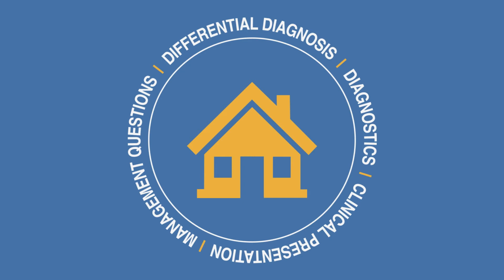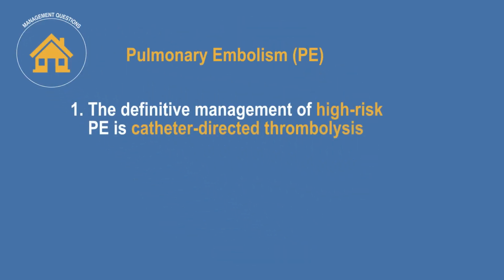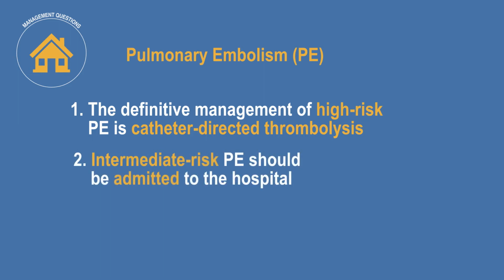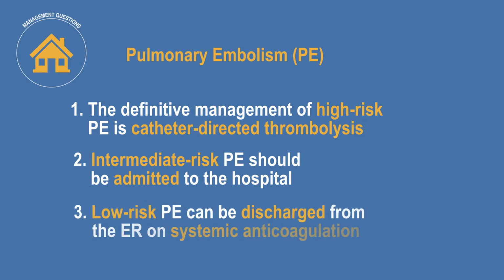Here is one example of take-home points that can be used for a talk focused entirely on management. Number 1. The definitive management of high-risk PE is catheter-directed thrombolysis or surgical pulmonary embolectomy. Number 2. Intermediate-risk PE should be admitted to the hospital for monitoring. Number 3. Low-risk PE can be discharged from the ER on systemic anticoagulation.